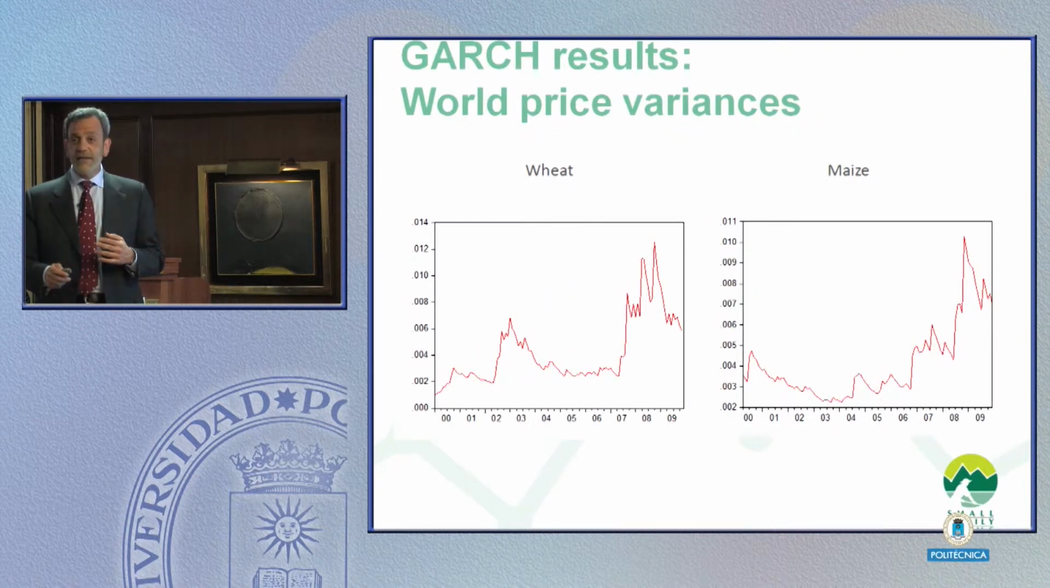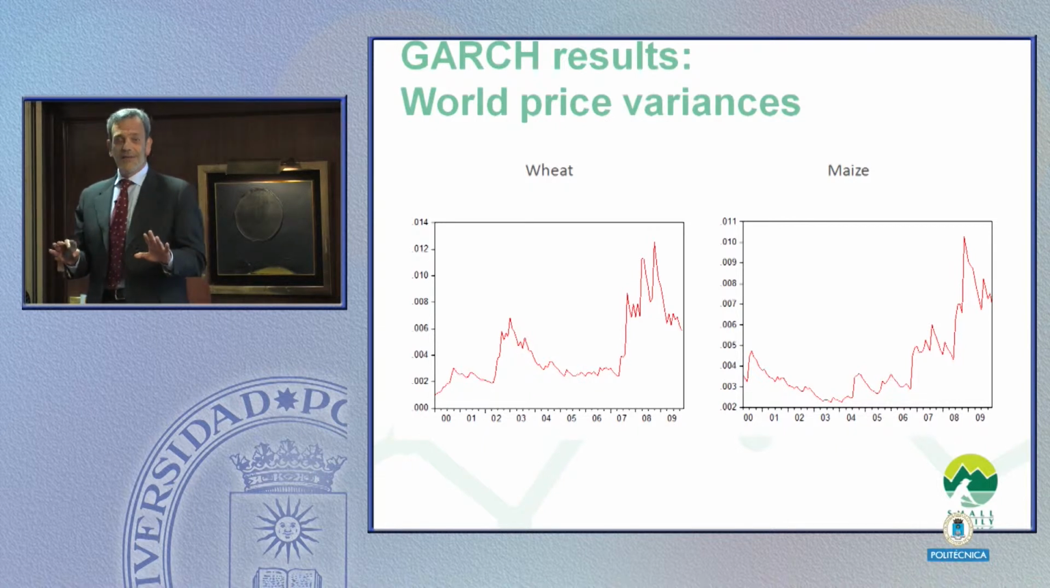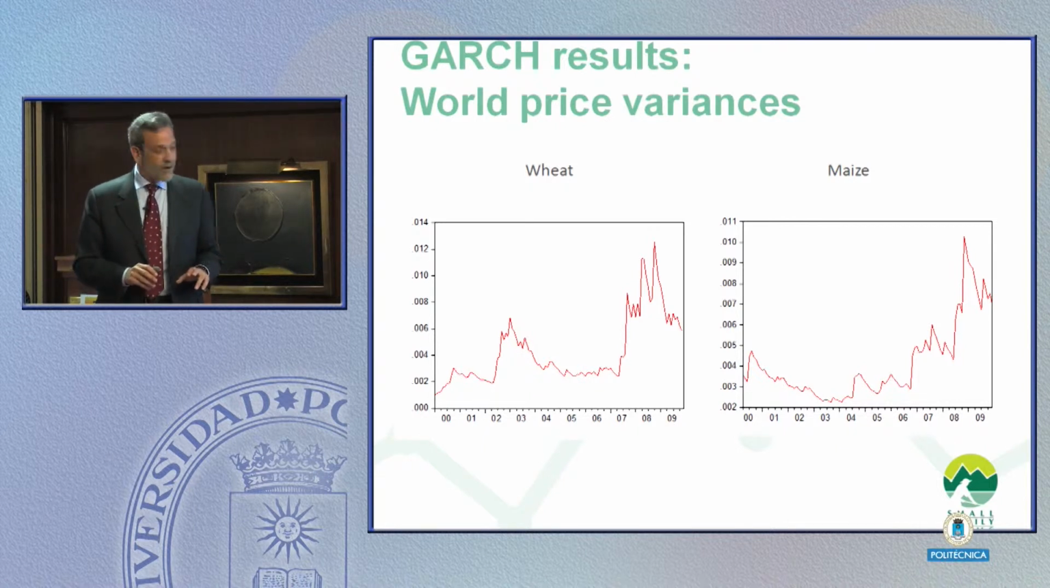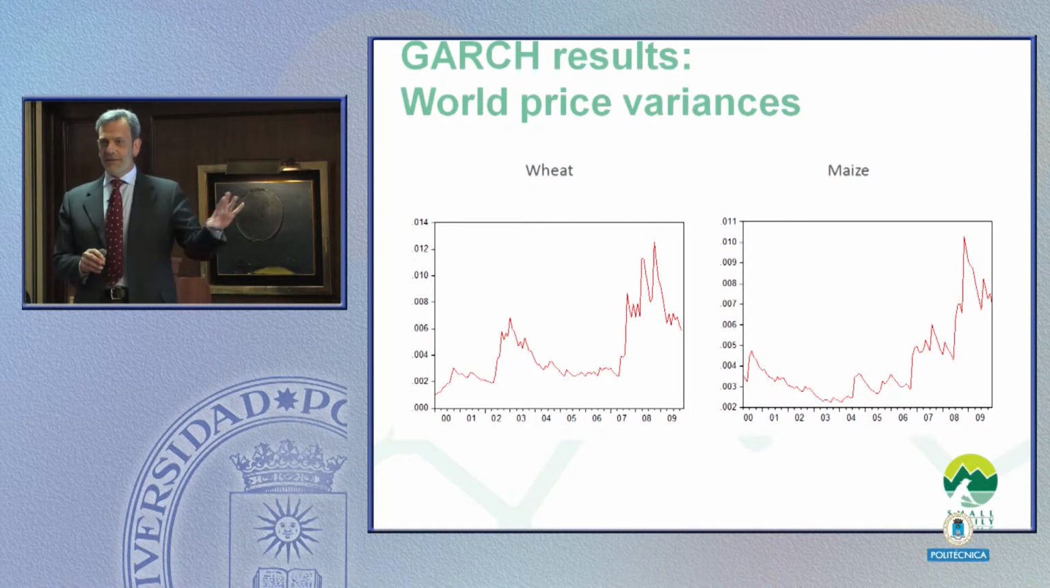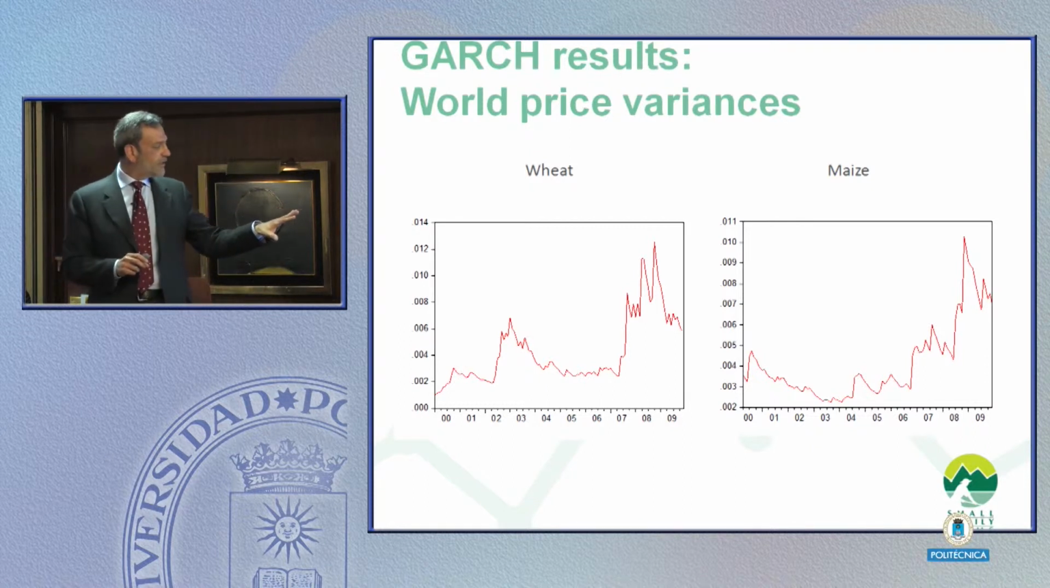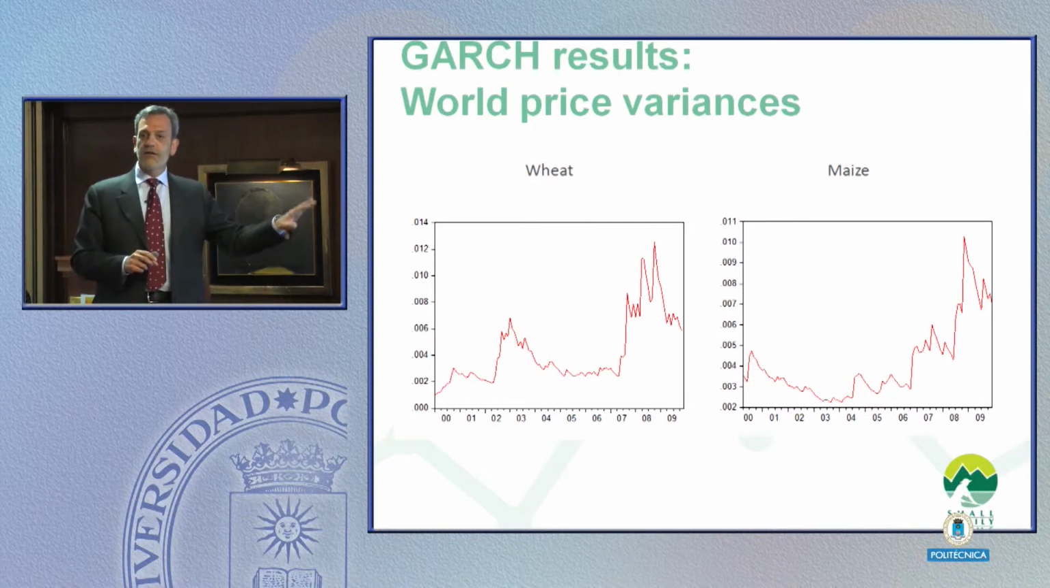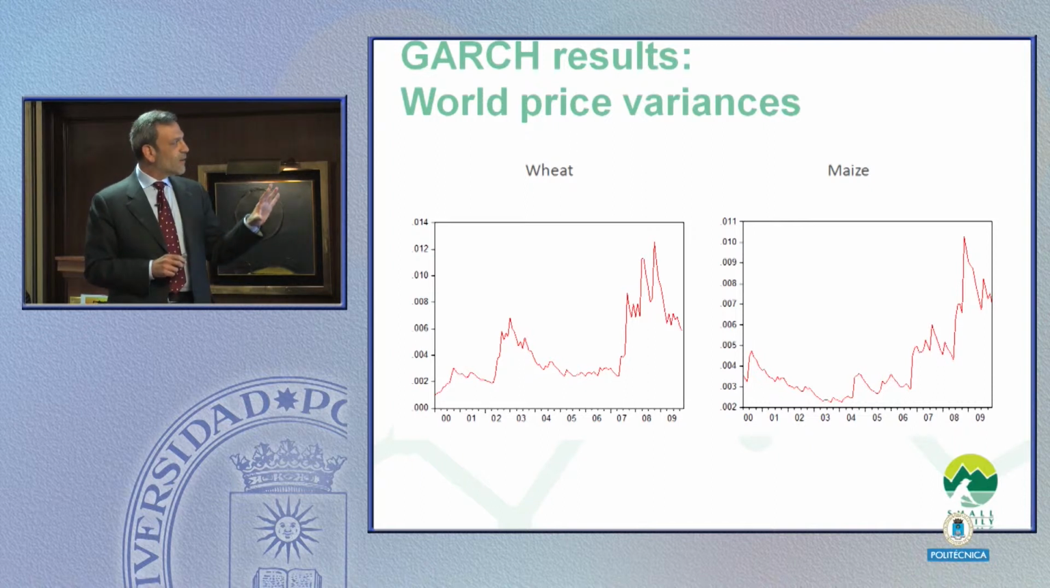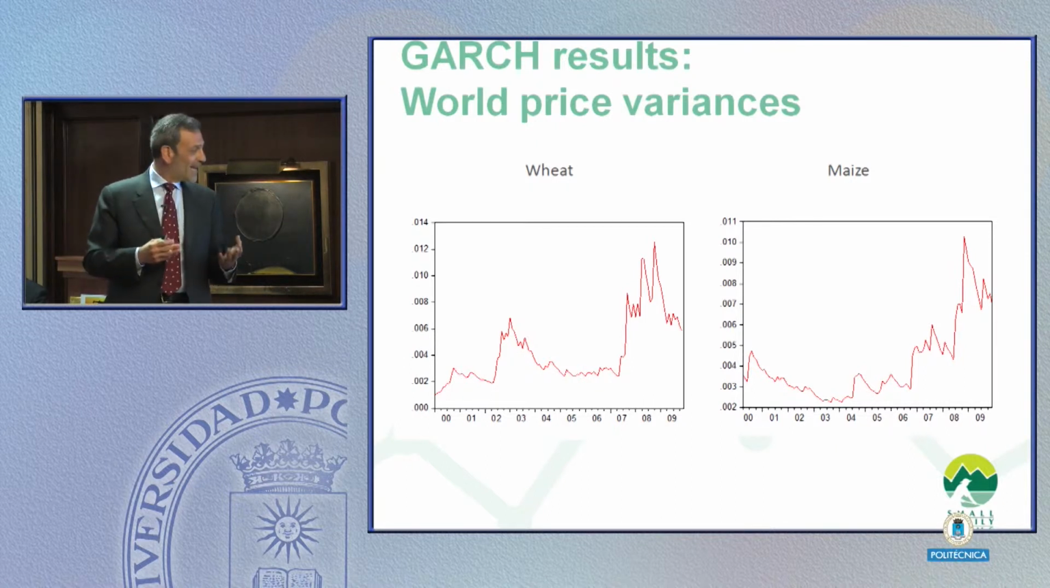For volatility, I will not present numbers. I will give you these graphs, and this is more or less the history of volatility from 2000 to the end of 2009 at the world price. So you see that in the wheat market and in the maize market, volatility has started increasing since 2003. And then we have the big explosion in 2008.